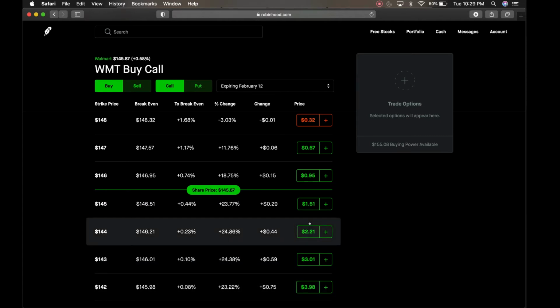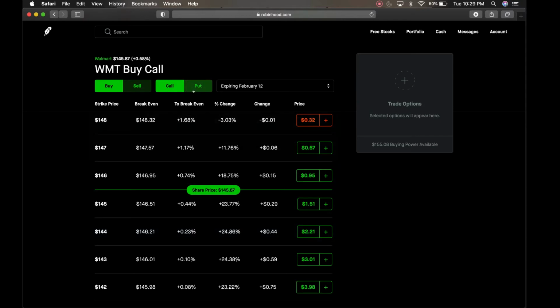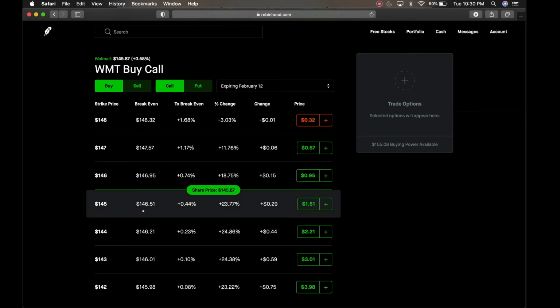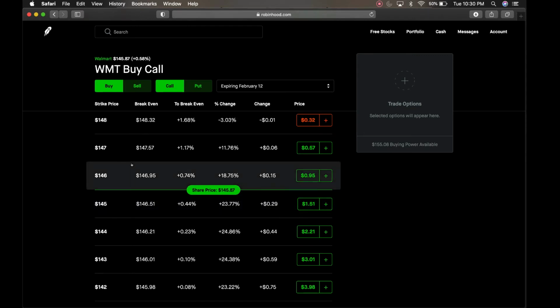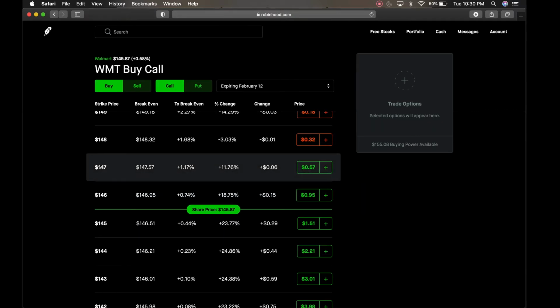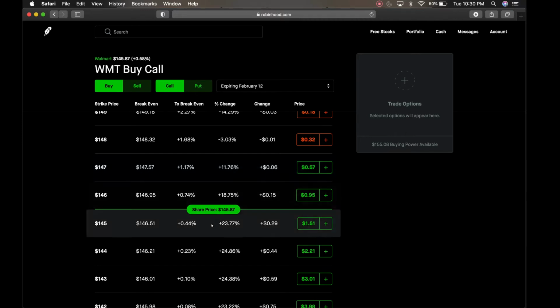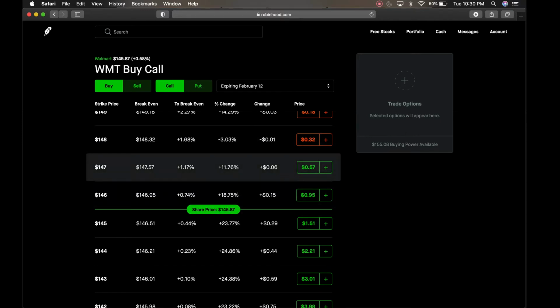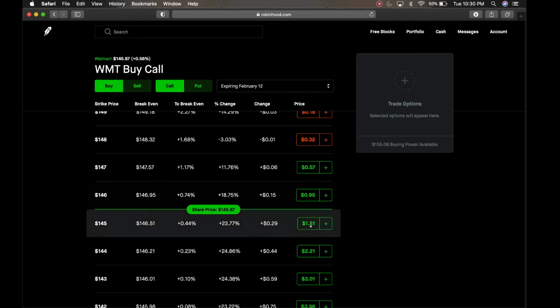Now, when you're trading options, it's like you're going to the casino and you're betting on red or black, right? You're betting on a call or a put. It's going to go up or it's going to go down. So typically, if you think that Walmart's going to be going up, you're going to be doing a call. Let's say it's just $147. You think it's going to move from 145 to 147, right? It hasn't hit that price yet. We don't know if it's going to hit that. But if you think it's going to hit that, you can buy it for less, right? This is 57 cents. This is $1.51.